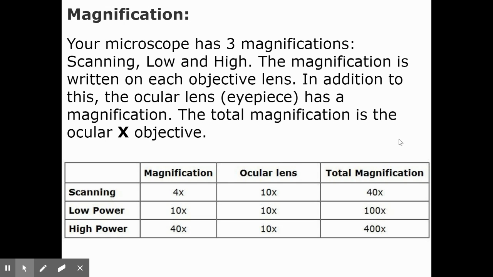Each magnification is written on the lens, and then the eyepiece also has a magnification. So we take the smallest magnification objective, which is a 4, multiplied by the ocular of a 10. That's how we get a 40x as our lowest magnification, until we work our way up to the high power where we have a 40 on the objective lens and a 10 on the ocular or the eyepiece. It gives us a 400.